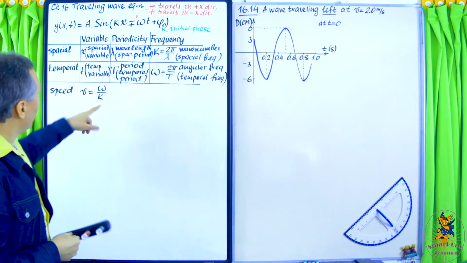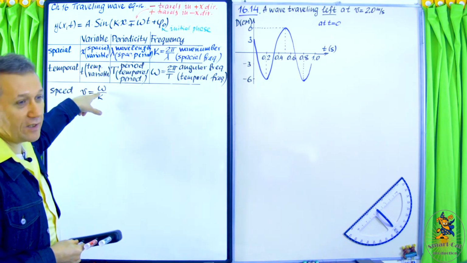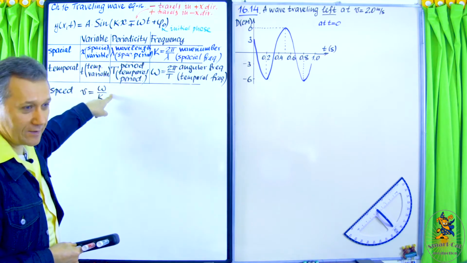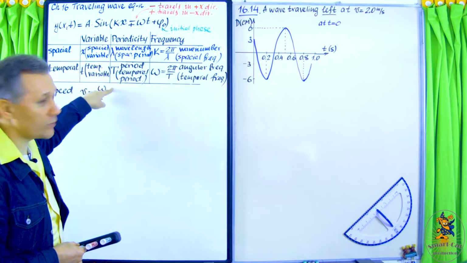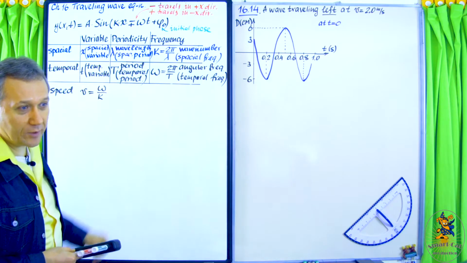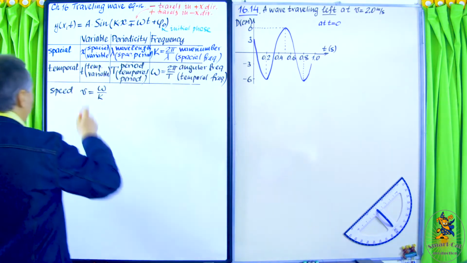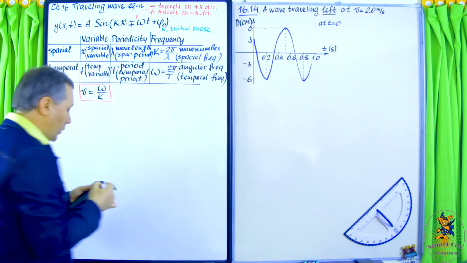If you forgot the formula, you can just easily look at the units. Units of omega, 1 over seconds. Units of k, 1 over meters. As a result, meters goes upstairs, seconds in the denominator. You'll get meters per second, right? Okay, so that's our first way of finding speed of the wave.